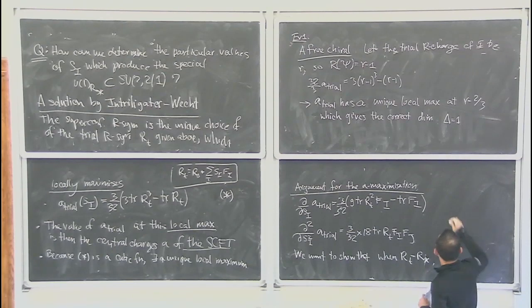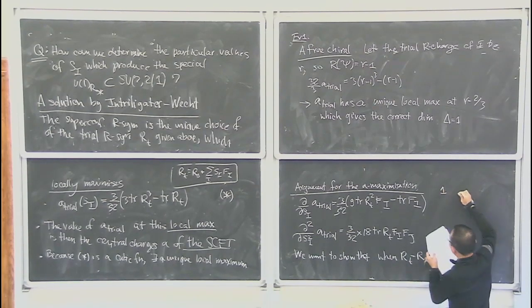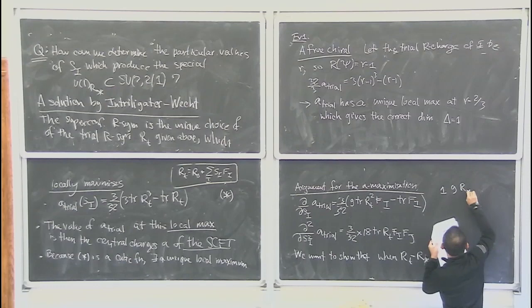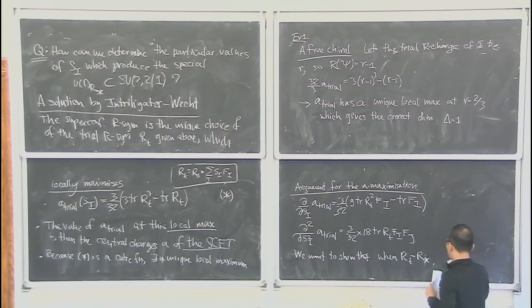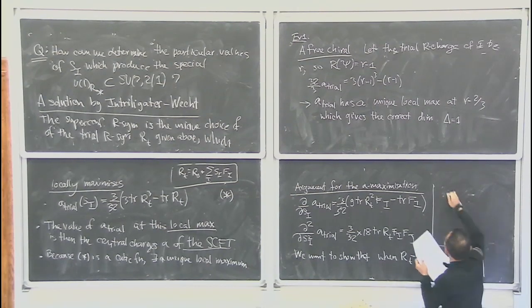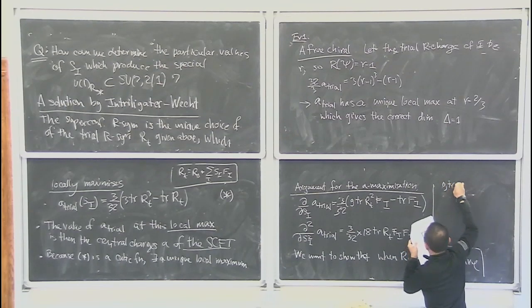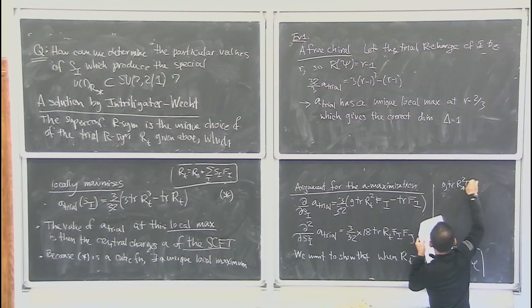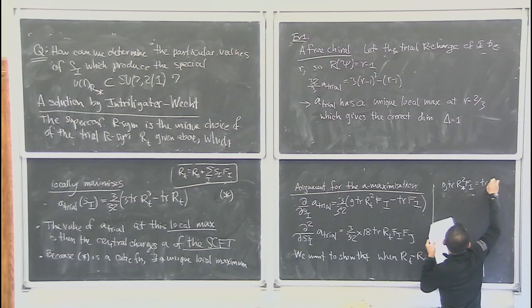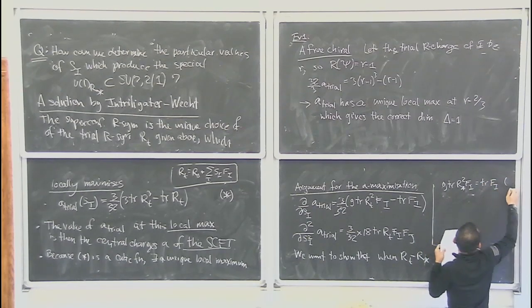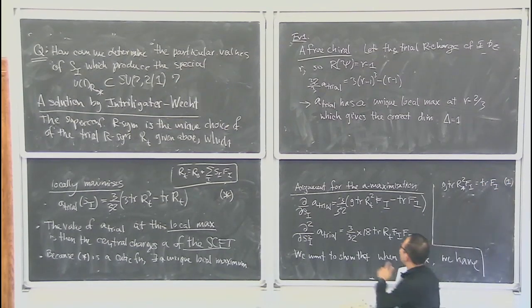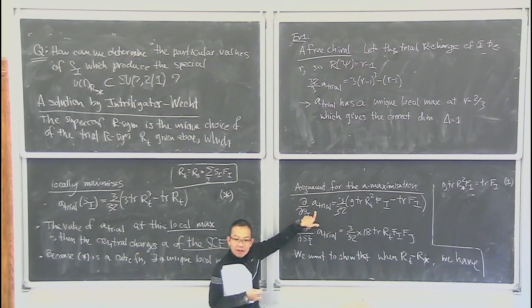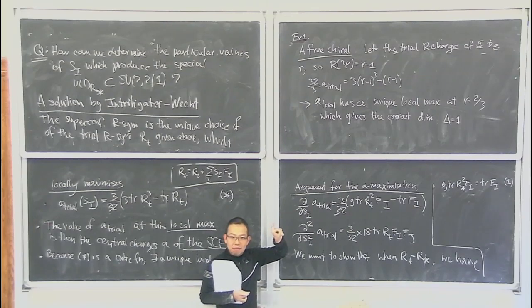You have condition number 1, 9 of R star. We have 9 of trace R star squared Fi equal to trace Fi. This is the point number 1. If we manage to show this, you agree that the first derivative is 0, so it's a local maximum or minimum.